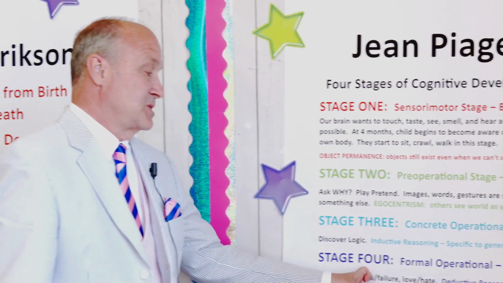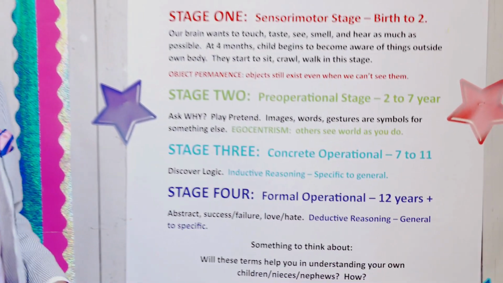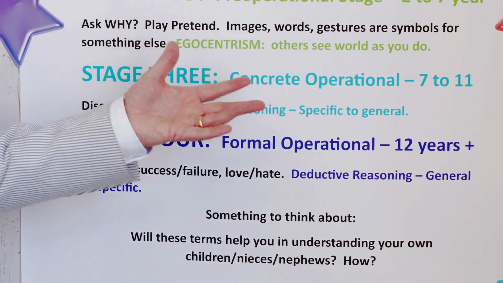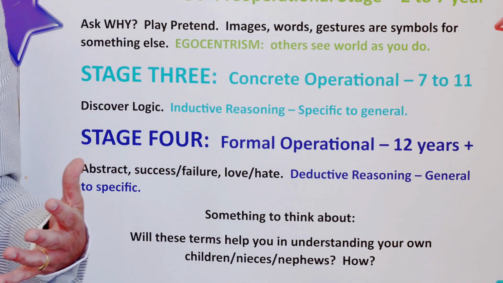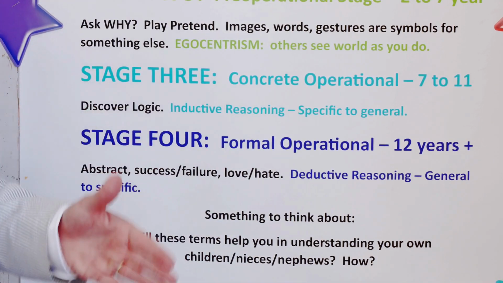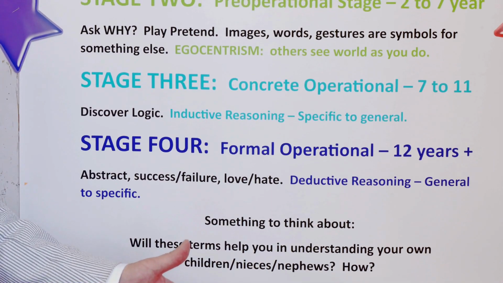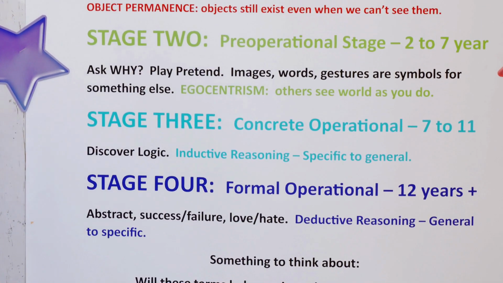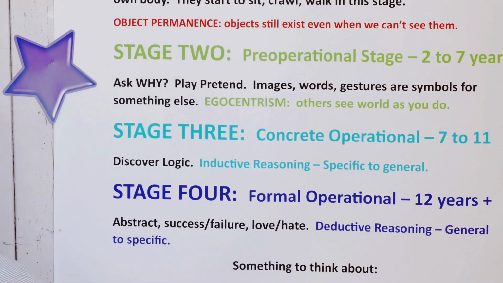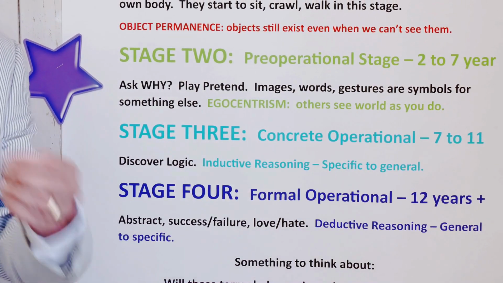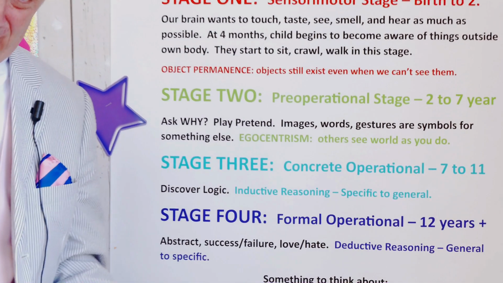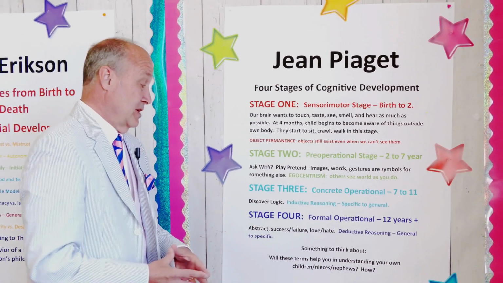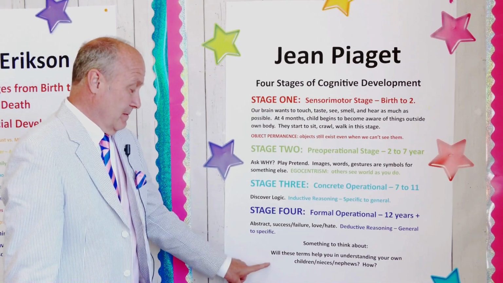And then stage 4 is formal operational, and that's 12 years and up. Piaget believed that learning continues all through life, but the philosophy of the 4 stages of cognitive development stopped around 18. Okay, and he has the key word of deductive reasoning, and that's going from general to specific, the exact opposite as inductive reasoning. Something to think about.